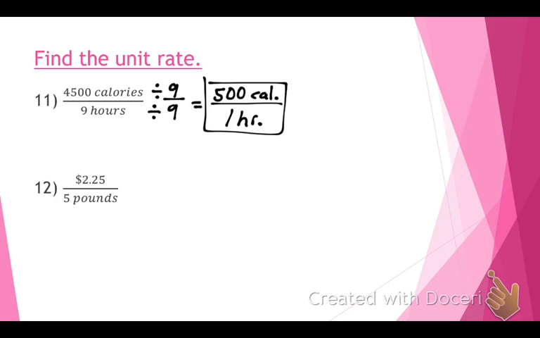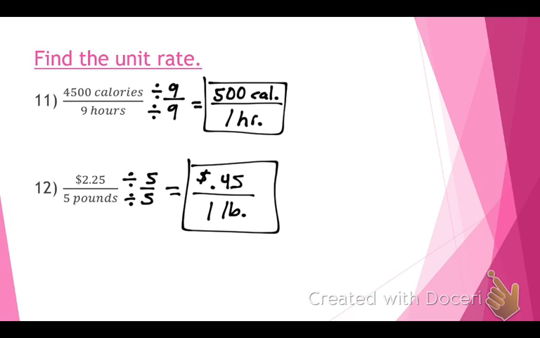All right, next one, Gabby. I've got $2.25 if I buy 5 pounds. But when you want to find a unit rate, you only want to know 1 in the denominator. So I want to know how much it would cost for 1 pound. How would I do that? You divide by 5 on top and on bottom. And when you do that, what do you get? Okay, so it's 45 cents per pound. All right, any questions on how to find unit rate?